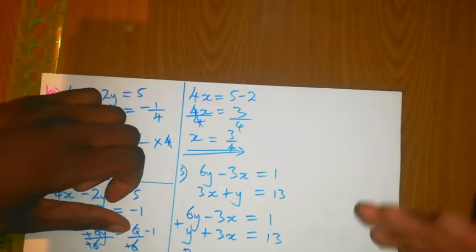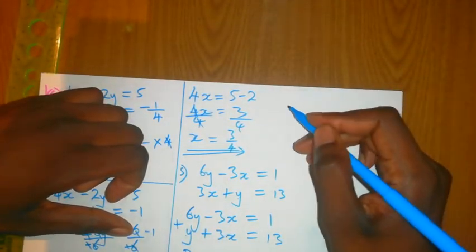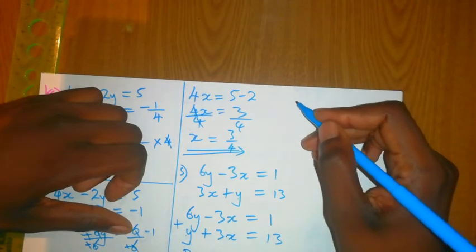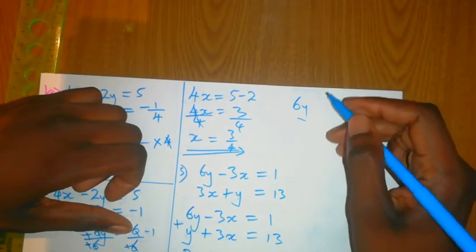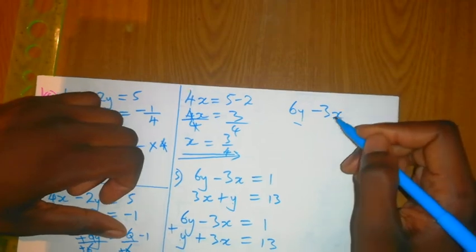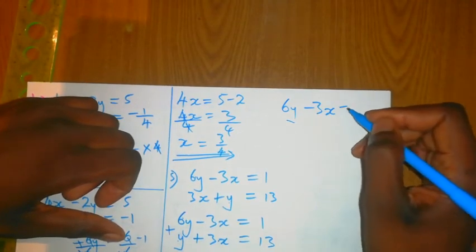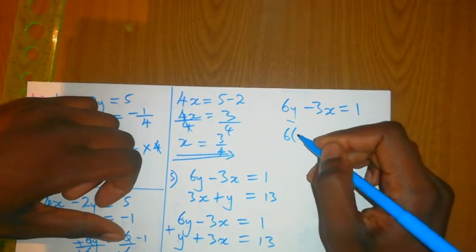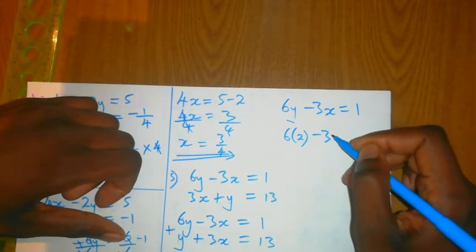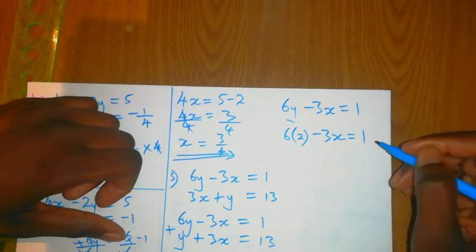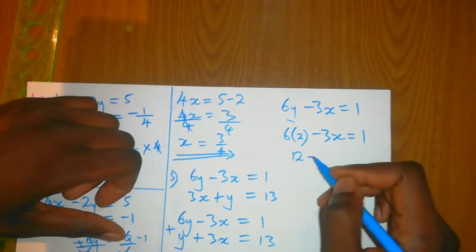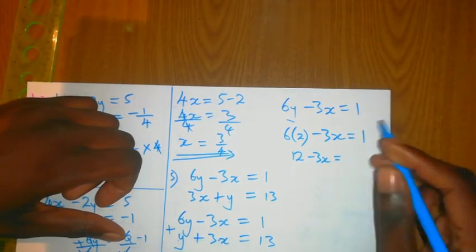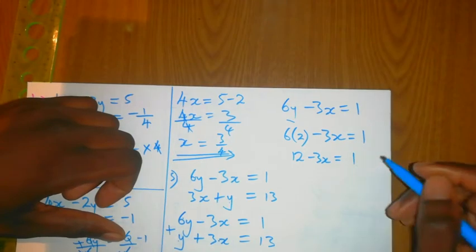Then I want to choose the other one. So I'm going to use 6y minus 3x is equal to 1. Then I want to substitute: 6 bracket 2 minus 3x is equal to 1. Then 12 minus 3x is equal to 1.